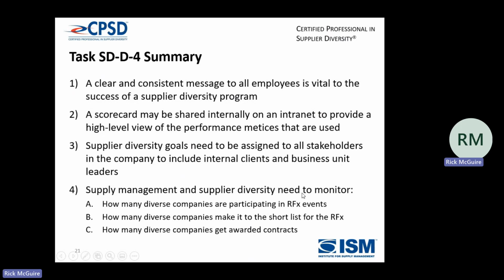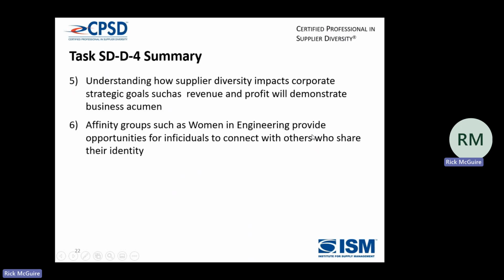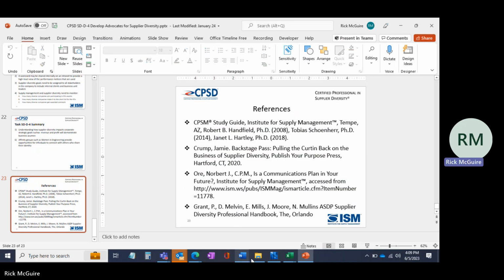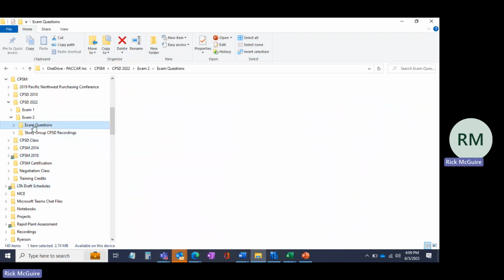Supply management and supplier diversity need to monitor things like how many diverse companies are participating in RFXs, how many diverse companies make it to the short list for the RFX, and how many diverse companies get awarded contracts. Understanding how supplier diversity impacts corporate strategic goals, such as revenue and profit, will demonstrate business acumen. And affinity groups, such as Women in Engineering, provide opportunities for individuals to connect with others who share their identity.